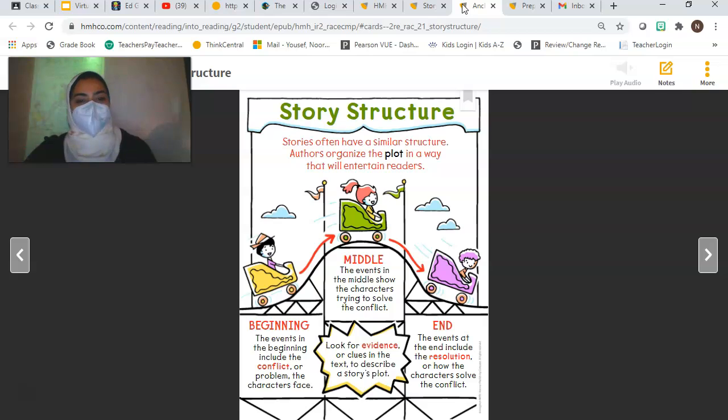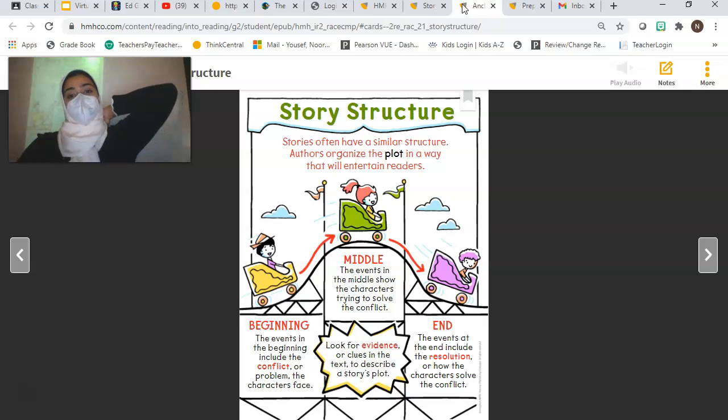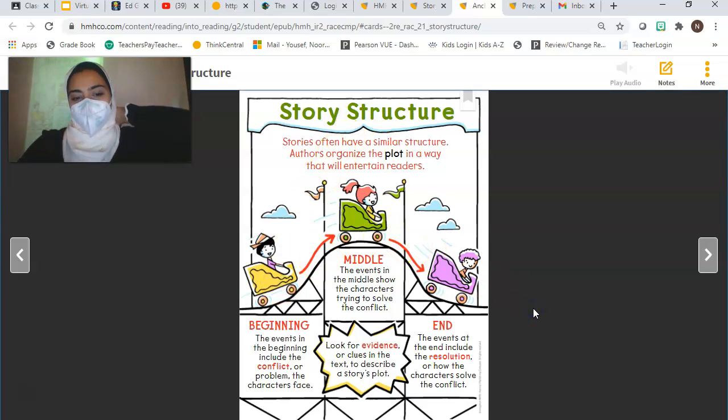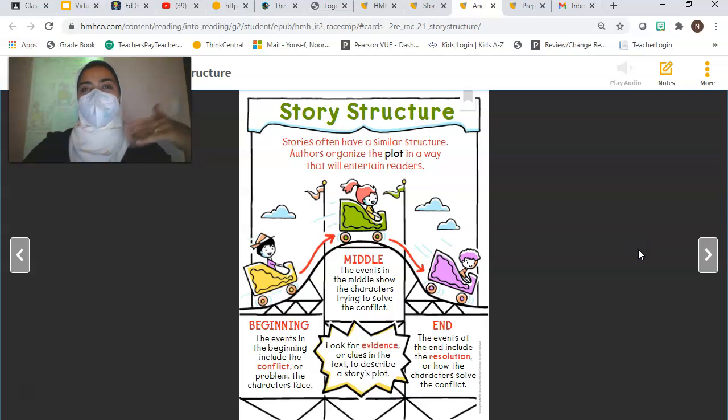So let's talk about story structure. Stories often have a similar structure. Authors organize the plot in a way that will entertain readers. So we have a beginning, middle, and end. The beginning is the events that include the conflict or the problem the characters face. What's the problem? So in Jack and the Beanstalk, what's the problem? They are poor.